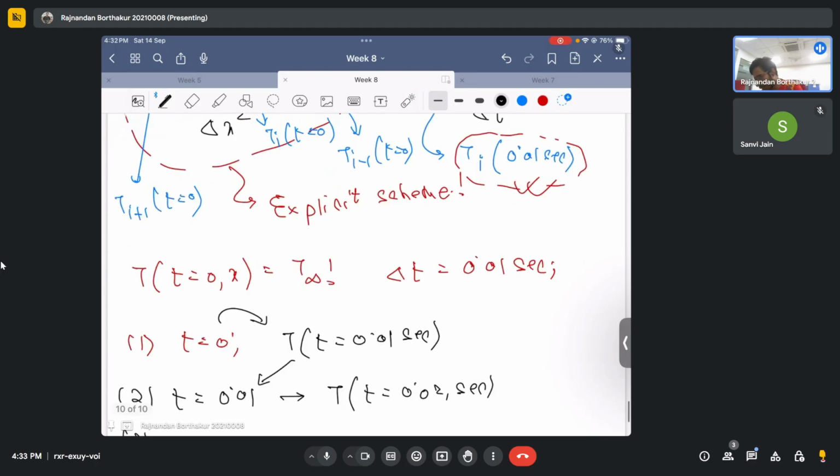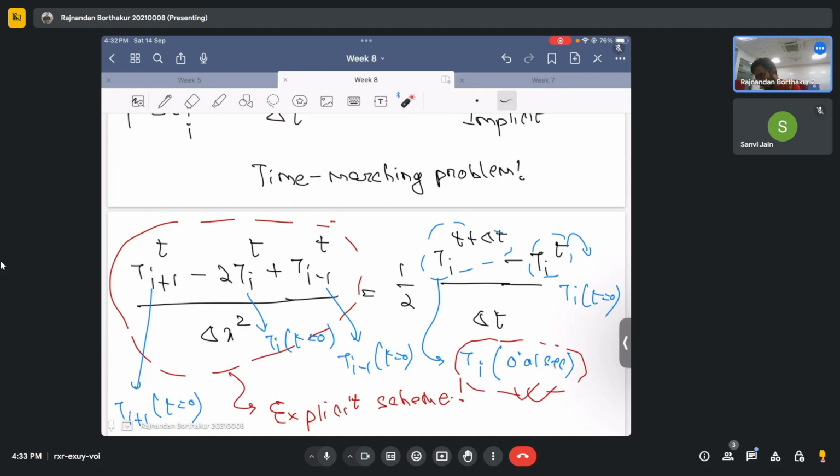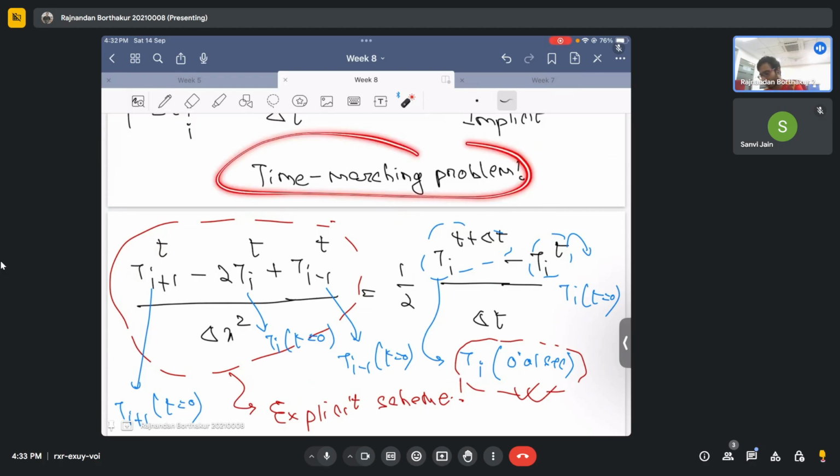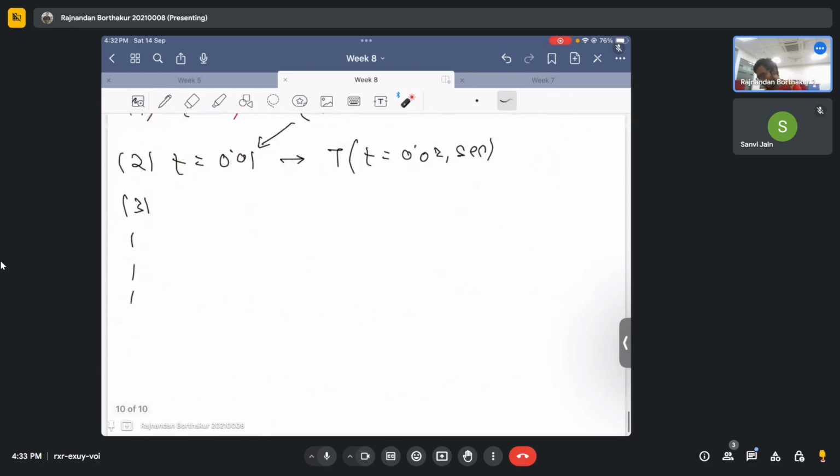All right. So I hope this is clear. What basically is known as a time marching problem and all those things. But what I will now do is I'll simplify these equations to come out with something very interesting.